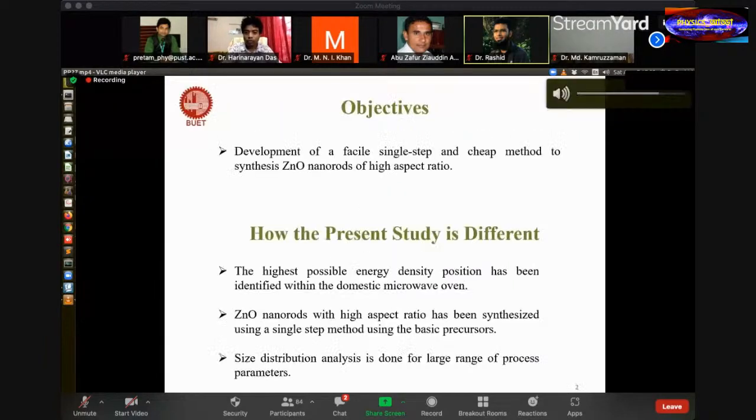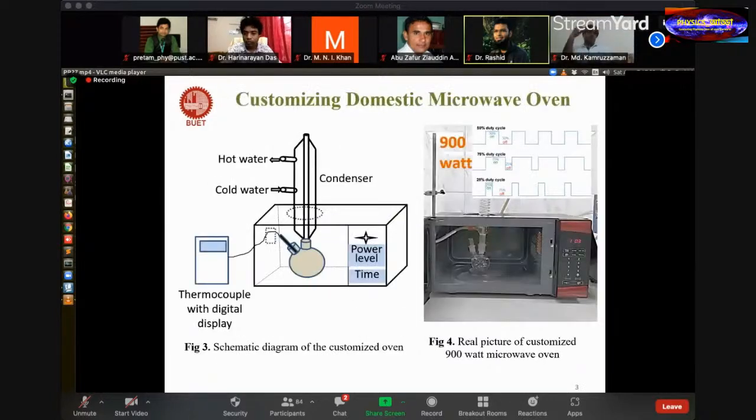Welcome to our poster, Vesicle method for synthesizing zinc oxide nanorod with controllable size. Our aim is to develop a single-step cheap method for the synthesis of zinc oxide nanorods. For that, we have used microwave irradiation oven. The reaction vessel is placed in a slightly left position from the center, which is the high energy density position.